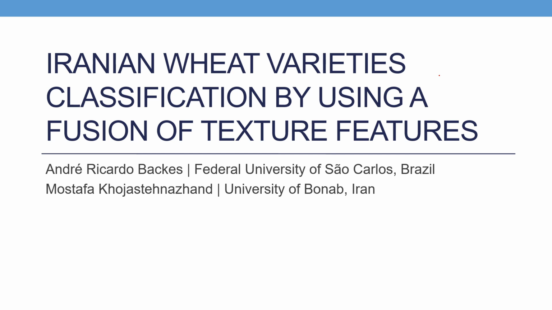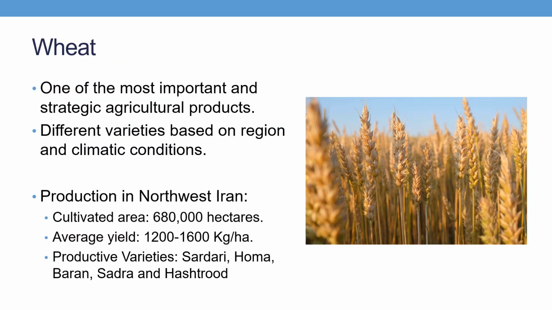Welcome to the presentation of the paper "Iranian wheat varieties classification by using a fusion of texture features" from Andre and Mostafa. Wheat is one of the most important strategic agricultural products, and we have different varieties based on region and climatic conditions. In our paper, we are working with Northwest Iran, so here are some statistics about production in Iran.